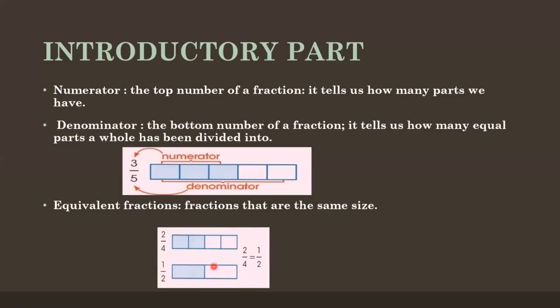So here is an example for you. In the first figure, a bar diagram has been divided into 4 equal parts and 2 parts out of 4 have been shaded. So the fractional form is, the shaded number becomes the numerator and the total number of parts becomes the denominator. So that is 2 by 4. And the second bar diagram has 2 parts and out of this 2, 1 has been shaded. So the fractional form is 1 by 2. So now this is 2 by 4 and this is 1 by 2.